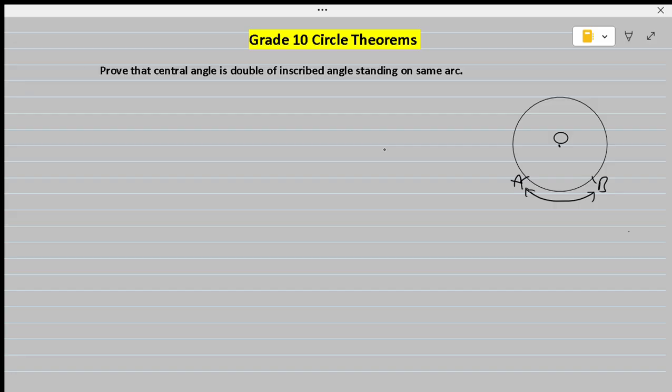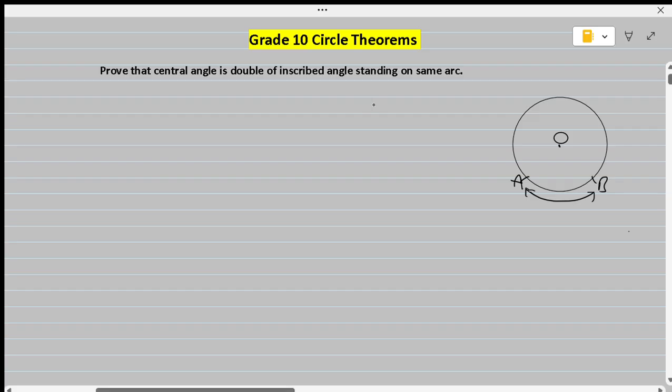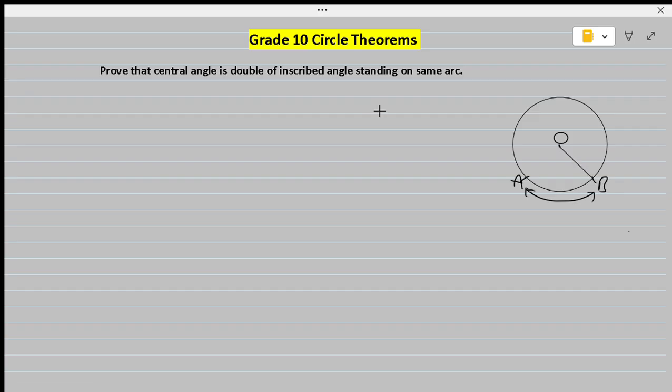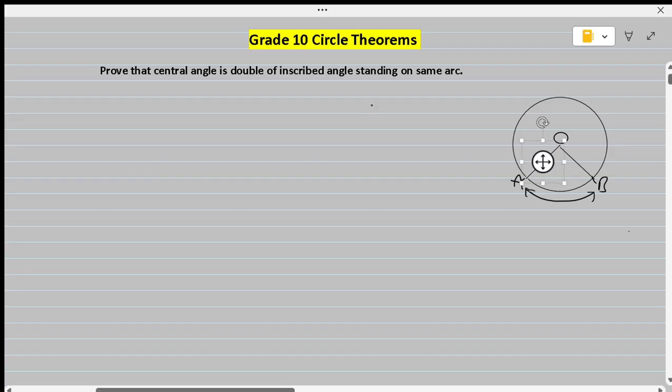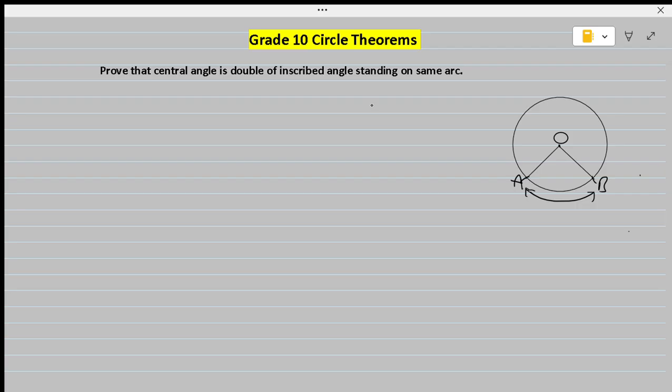Now on the arc AB we make the central angle AOB by joining OA and OB, or drawing radii OA and OB. So let's draw it. Okay, I've joined OB and then joined OA. So central angle AOB is formed, and now on the same arc AB let's make one inscribed angle. I'm taking point C.